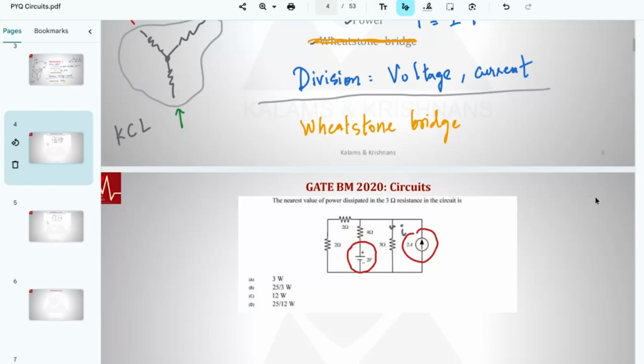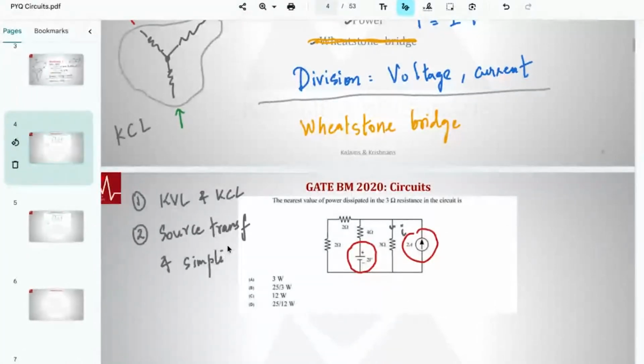Notice, this is a moderate level question. They are not spoon feeding you the answer. This is fairly easy. We can do this in a couple of ways. One is to apply KVL and KCL and solve. Another is, there are too many sources, so can you do source transformation and simplify? There are a couple of other ways, but I think these two typically give you the answer very fast.